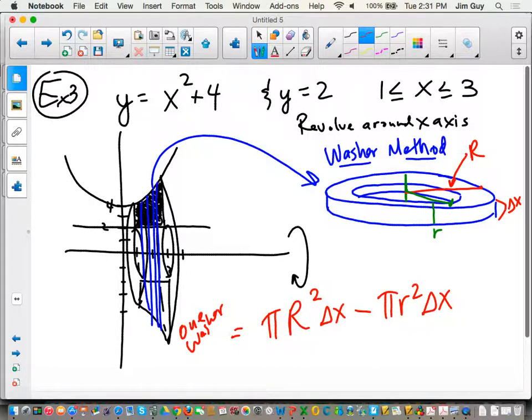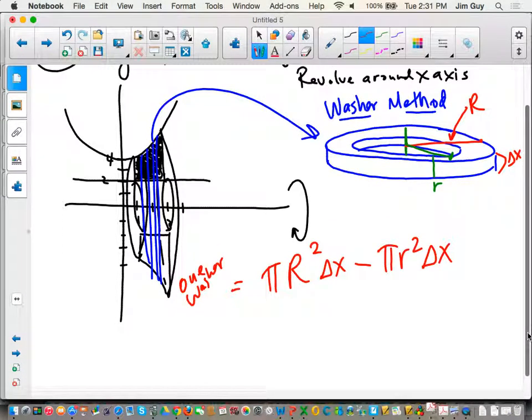Now before we throw in the integral symbol here, you can actually do a little bit of simplifying. We can factor, you notice that? We can put it out front. So I have delta x in each, and I'm going to put the delta x in the back because I know that's going to morph into dx. And I'm going to put the pi in the front. So really it comes down to pi times, in parentheses, big R squared minus little r squared, delta x. Again, that's one slice.